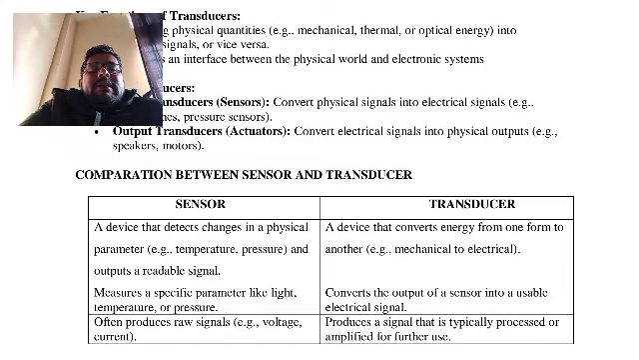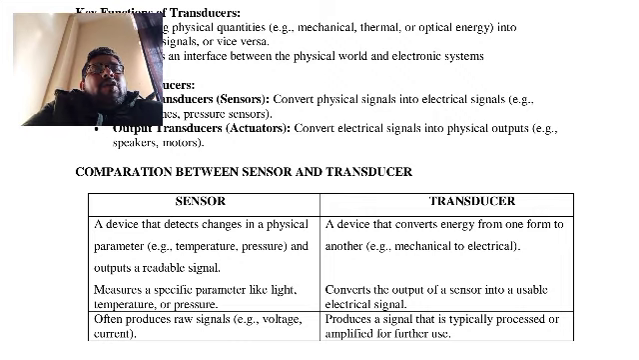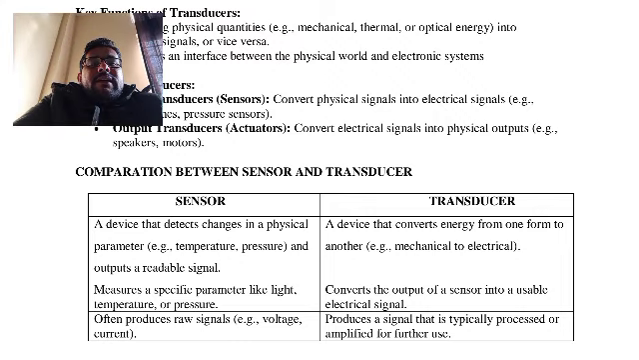First, what is a sensor? Sensors are devices that detect a change in a physical parameter. Suppose we want to measure temperature, pressure, or level, anything, we can use sensors, and their output is a readable signal. Second, transducers are devices that convert energy from one form to another, mechanical to electrical, electrical to mechanical. Such devices are called transducers.